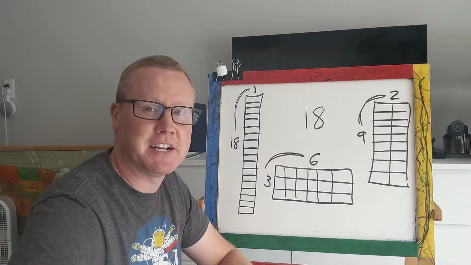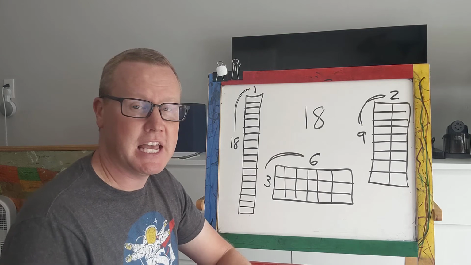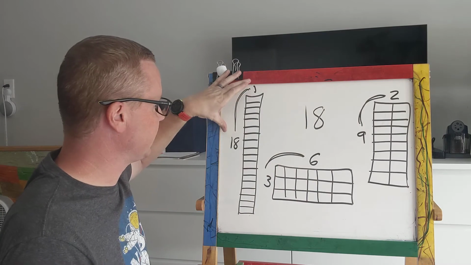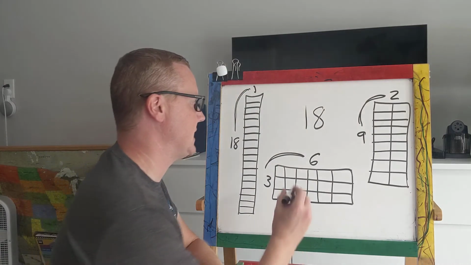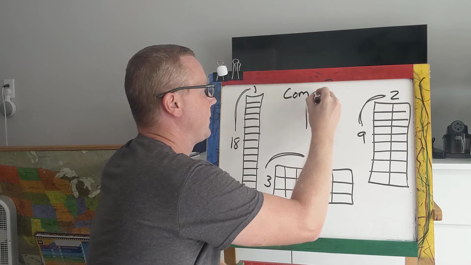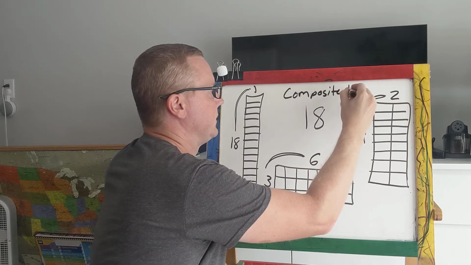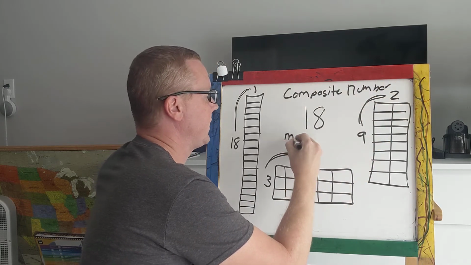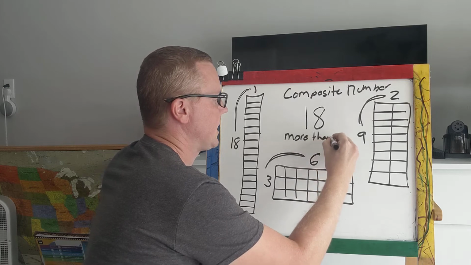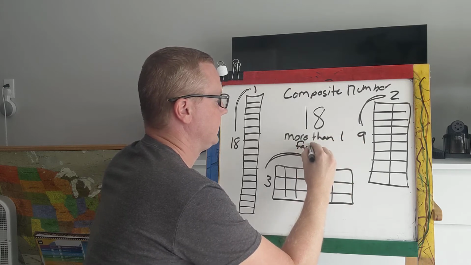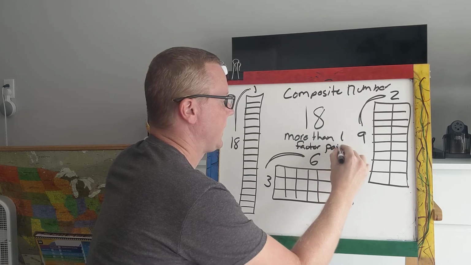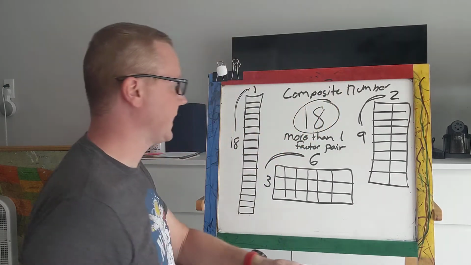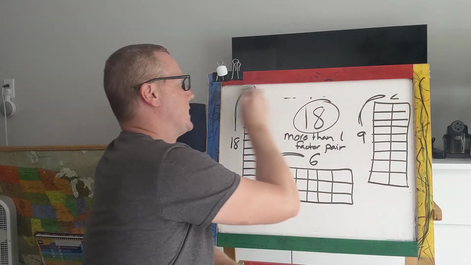So, as you can see, 18 has more than one factor pair. This helps us determine if a number is prime or composite. If a number has more than one factor pair, because these are together, they can be flipped, but they're still together, it is a composite number. And that's more than one factor pair. 18 is composite. Let's erase this real quick and talk about what a prime number might be.